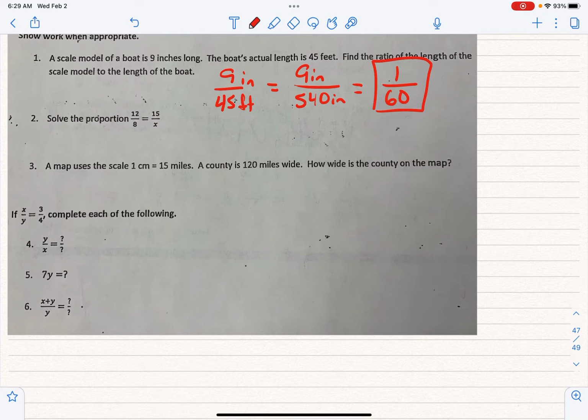All right, the next one, we're just going to cross multiply. We got 12x and 8 over 15. So we know that 12x is equal to 8 times 15, which is 120. Divide both sides by 12, and x is equal to 10.